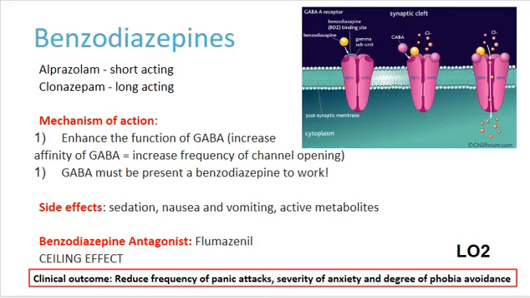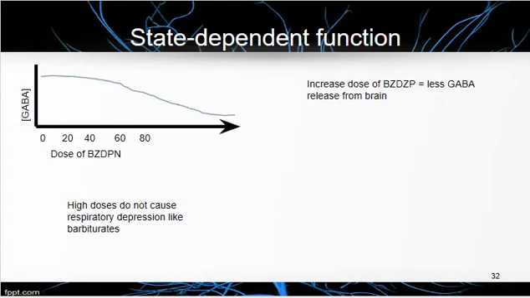So let's talk about what's called the ceiling effect. Oh, and then from a clinical perspective, it's got the same outcomes. So in terms of panic attacks, we'll reduce the frequency of the attacks, we'll reduce the severity, as well as the phobia associated with them. So let's examine what's called the state-dependent function of the benzodiazepines.